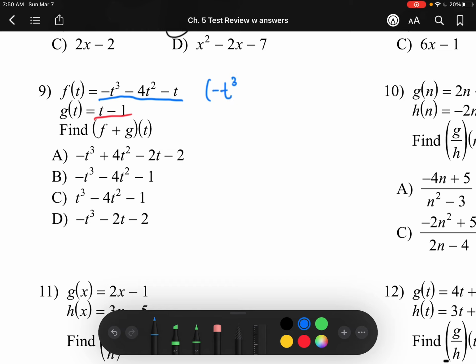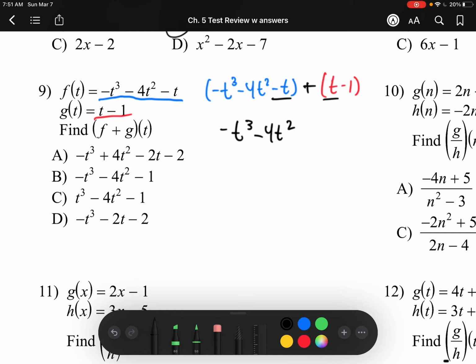So negative t cubed minus 4t squared minus t, plus, our function is plus, t minus 1. Right, so we're going to combine the like terms. The only like terms that they share are t and t, right? So that means I'm going to drop this down, because this is negative t cubed plus 0, which is just negative t cubed. Then I have negative 4t squared plus 0 again, so it's just negative 4t squared.